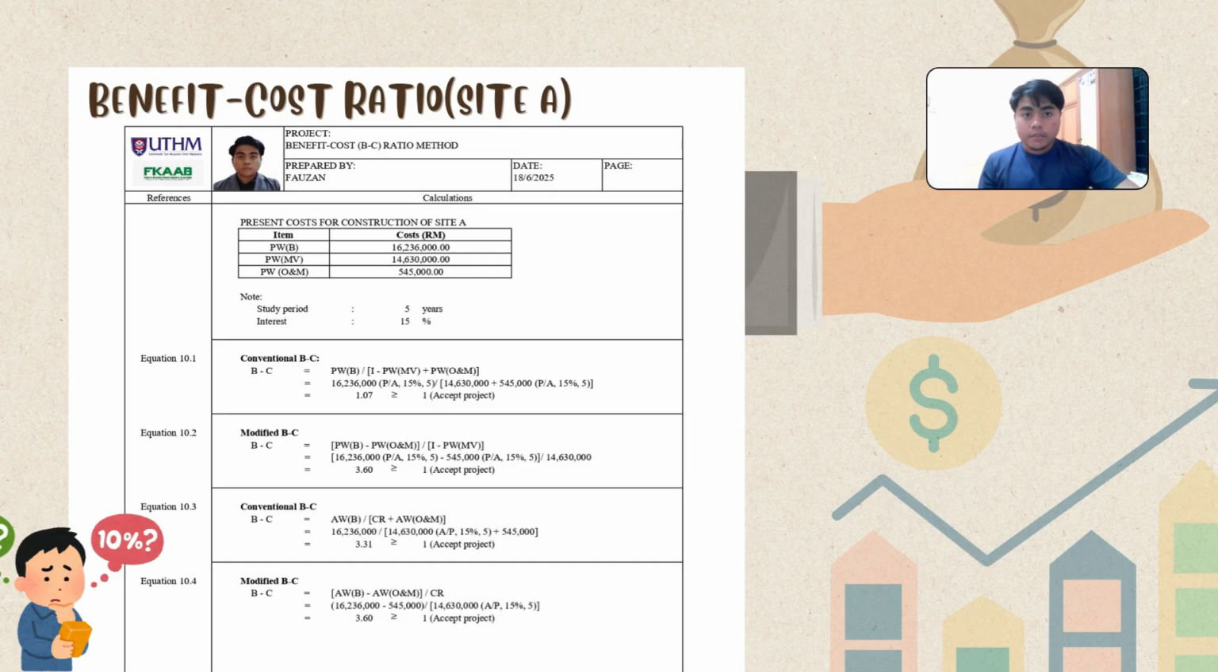The calculation is then continued with the benefit cost ratio, where we conduct our study period for 5 years with the interest of 15%. We use 4 different equations and we can conclude that we can accept the project if the ratio is greater than 1.